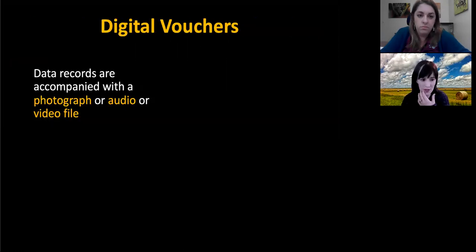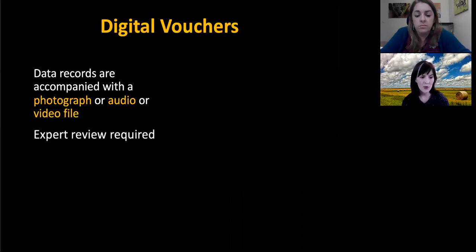So first, this is the one that I see most commonly and have used in projects: digital vouchers. This is where the data records are accompanied with a photograph or audio files or video files. There are a lot of programs out there that use this already. So again, expert review is required. If somebody turns in a sighting of something, for example, where people are looking for diversity of organisms, plant or animal, and they accompany it with this, you're going to have to check that photograph or check that audio file.